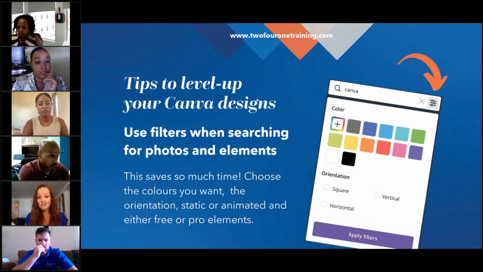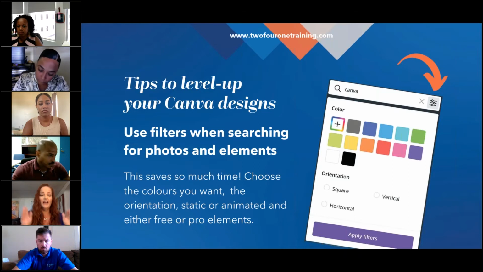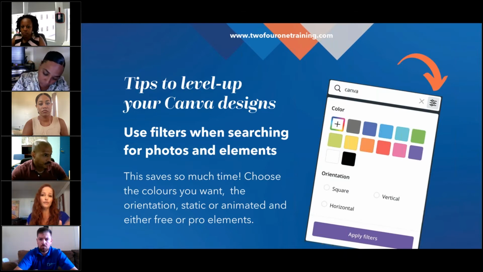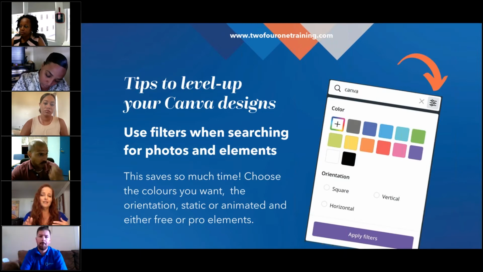If I'm doing an Instagram, for example, I might want a square orientation. You keep scrolling. You can choose static or animated. You can choose free or pro, and you can narrow down your search. It just saves tons and tons of time. And I highly recommend, if you're only using the free version of Canva, to click just free, because if you start seeing all the things that are available in pro, you're going to get frustrated real quick.